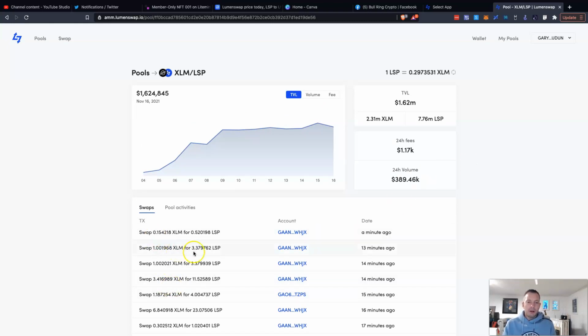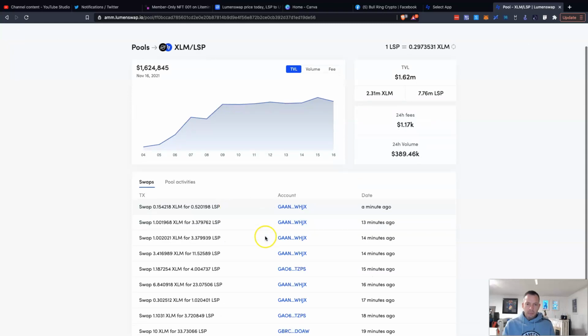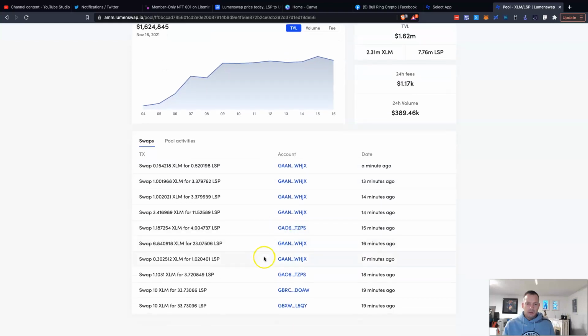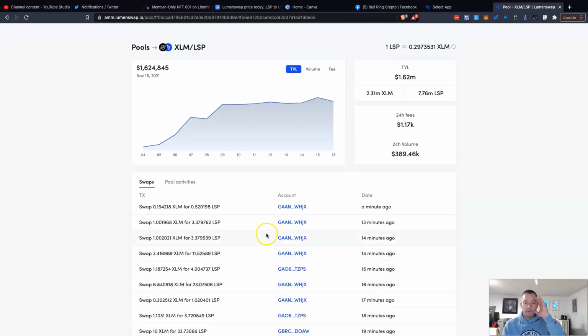We can see people, I don't know why, it's probably bot action, but I don't know why someone would swap 0.15 XLM for half an LSP, why that would be done. But we can see here that account is just doing very small amounts, so I would suggest that that account is associated with bot trading, algorithmic trading. That was just off the top of my head when I'm looking at that and thinking, why would you start messing about in the pool trading like this?